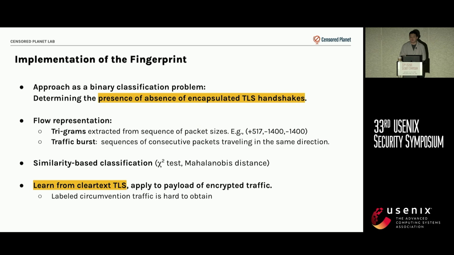We implemented this fingerprint to show it can work. Very briefly, we approach this as a binary classification problem to determine the presence or absence of encapsulated TLS handshakes from a traffic flow. We use trigrams and traffic bursts as features from the sequence of packet sizes, and we use very basic statistical tests to compare that to what we expect. A key point here is that we don't actually need to learn what encapsulated TLS handshakes look like from genuine circumvention traffic, which can be hard to source. Instead, we can look at normal TLS traffic and adapt what we learn to work on encrypted flows.